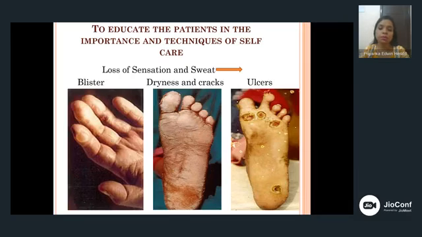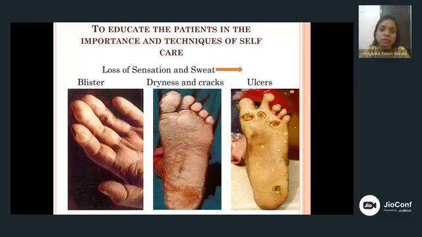So first and foremost, about self-care. See, these slides are slightly disturbing because this is what happens in a leprosy patient if he or she doesn't take good care of their sole, foot or hand. So we have to educate the patient in the importance and technique of self-care. If there is loss of sensation and sweat in the hands and sole of the foot, in hands we have blisters, in feet we have dryness and cracks, that can ultimately cause ulcers, and these ulcers take a very long time to heal.